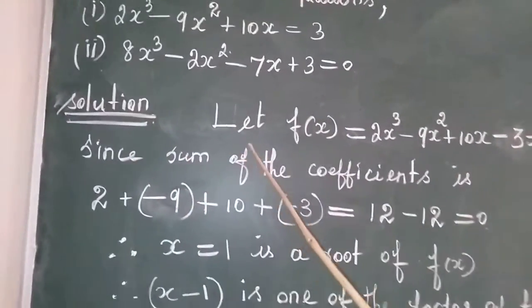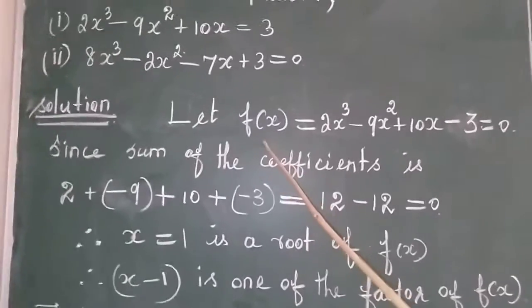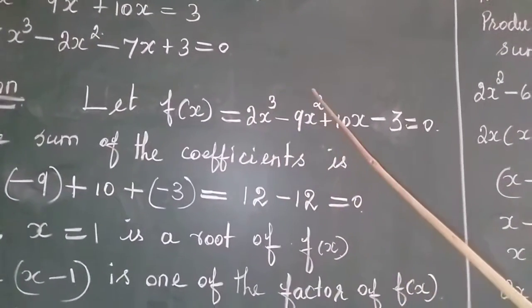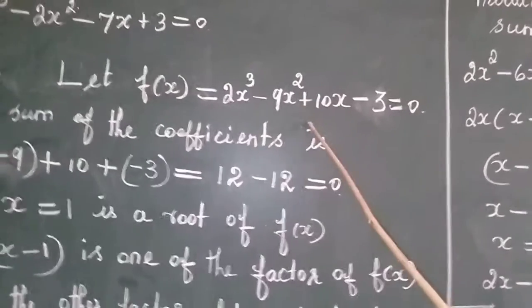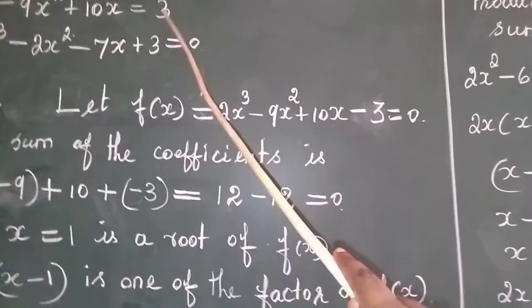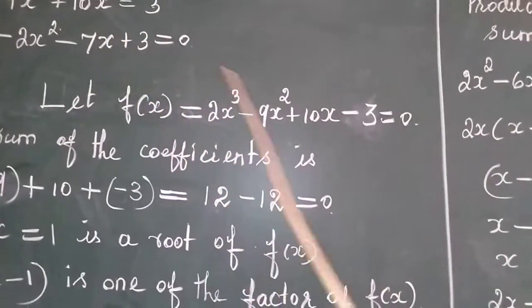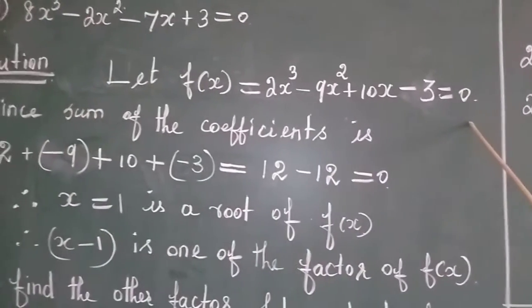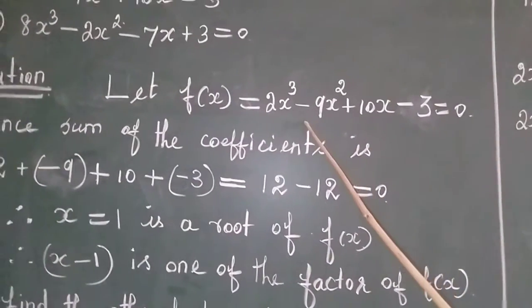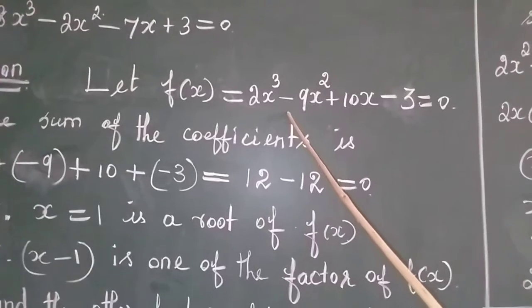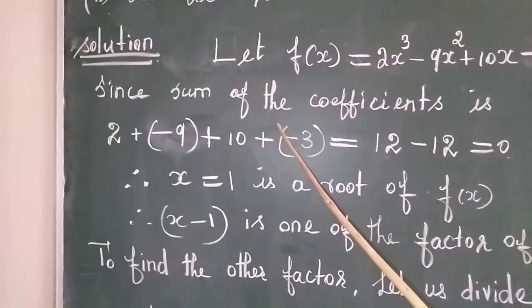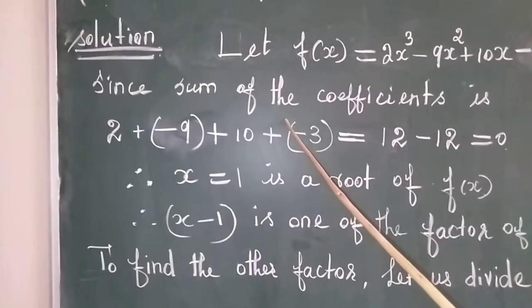We are taking the given equation as f of x. f of x is equal to 2x cube minus 9x squared plus 10x. This 3 we are bringing to the left hand side, so it is becoming minus 3 is equal to 0. Now in a cubic equation, the x must be having 3 roots. Now we are going to use this method to find out one of the roots.